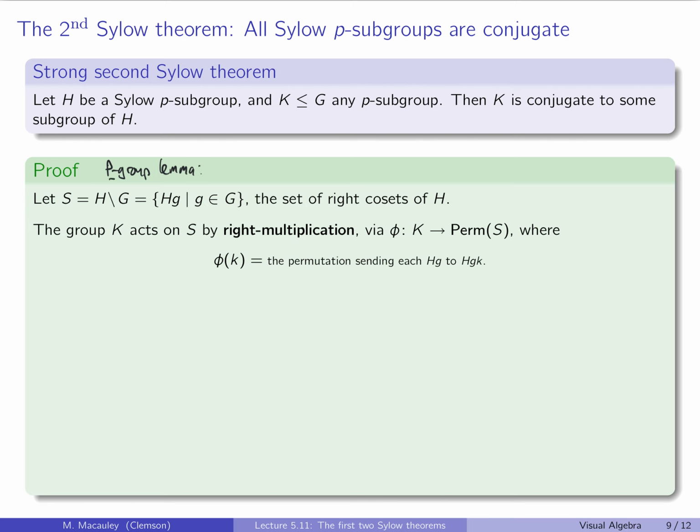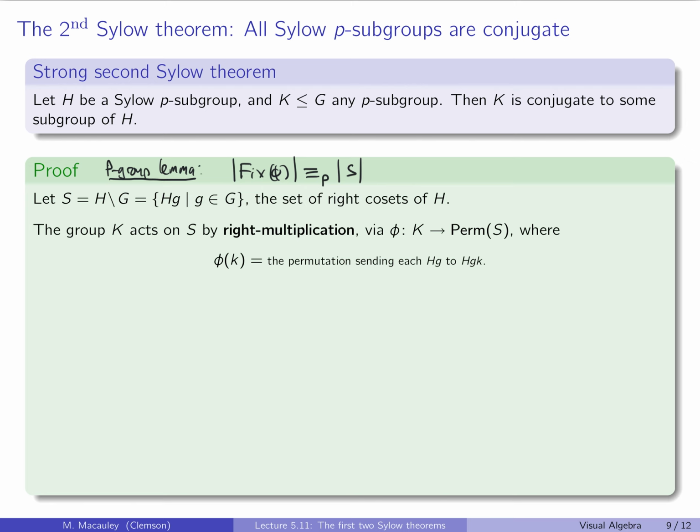Because our normalizer lemmas were basically applications of that, and this one will be as well. And so for this one, remember what this says is if we have a p-group, in this case K, acting on a set S, then the number of fixed points of the action is equivalent mod p to the size of the set.